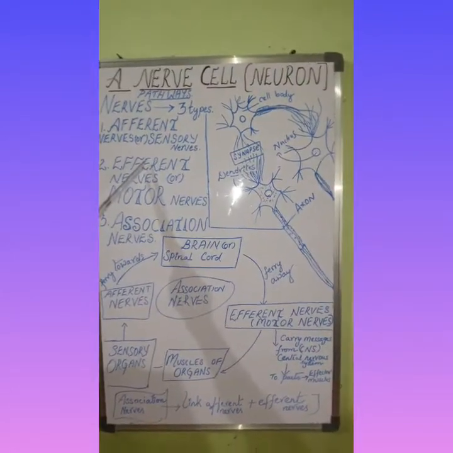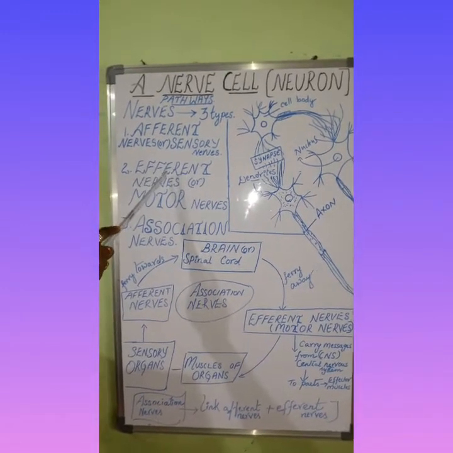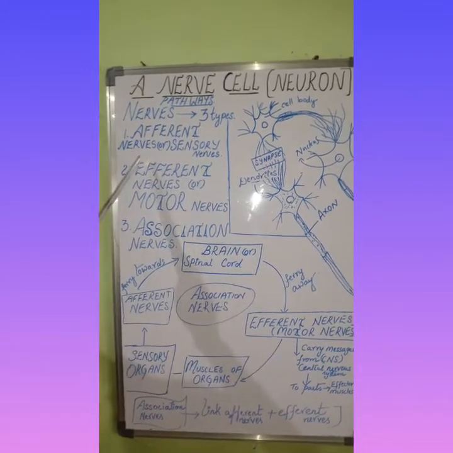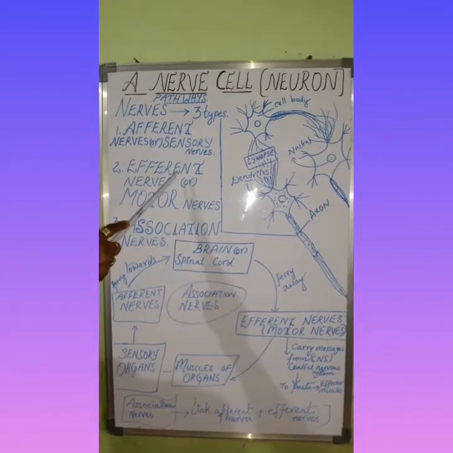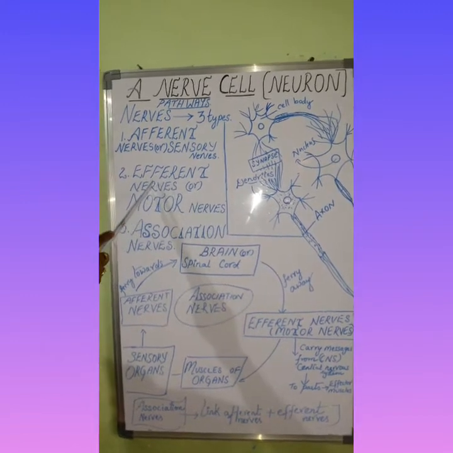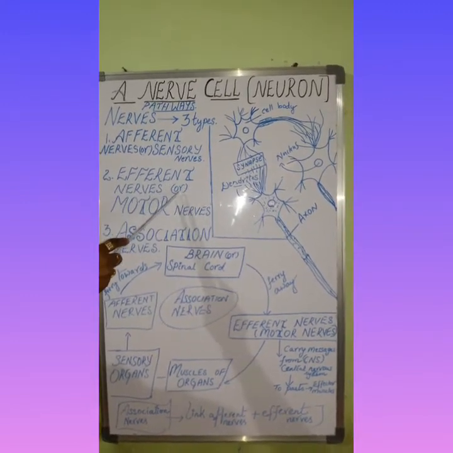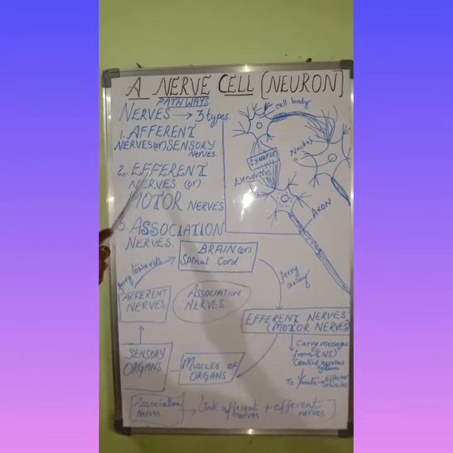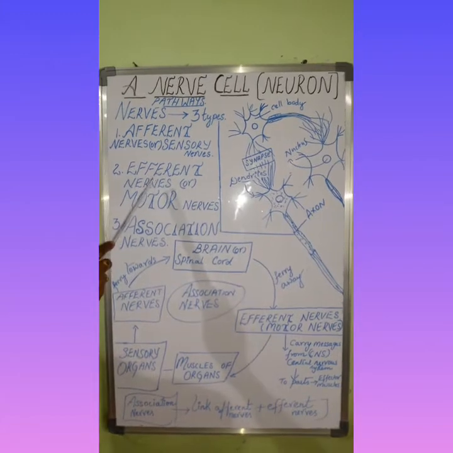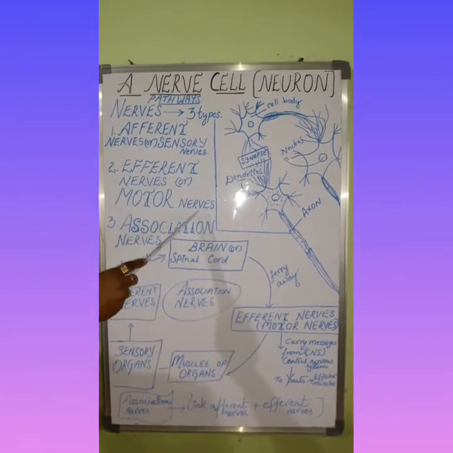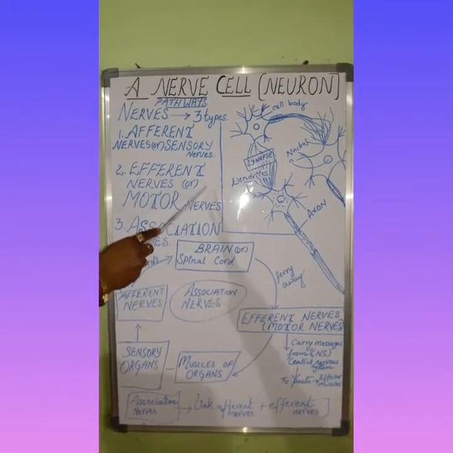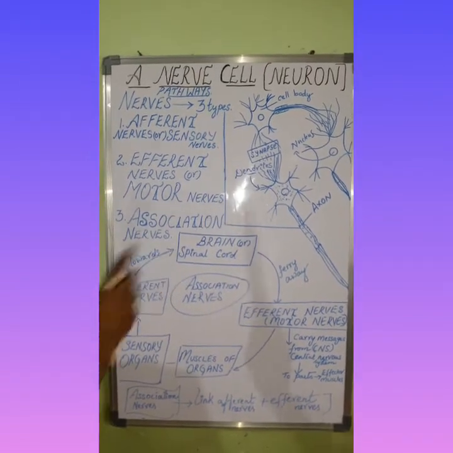Let us see the efferent neurons. The efferent neurons are also called motor neurons. The efferent neurons carry messages from the central nervous system to the parts of the body. So they ferry the messages away from the central nervous system to the parts and to the muscles. Hence we call these efferent neurons motor neurons.